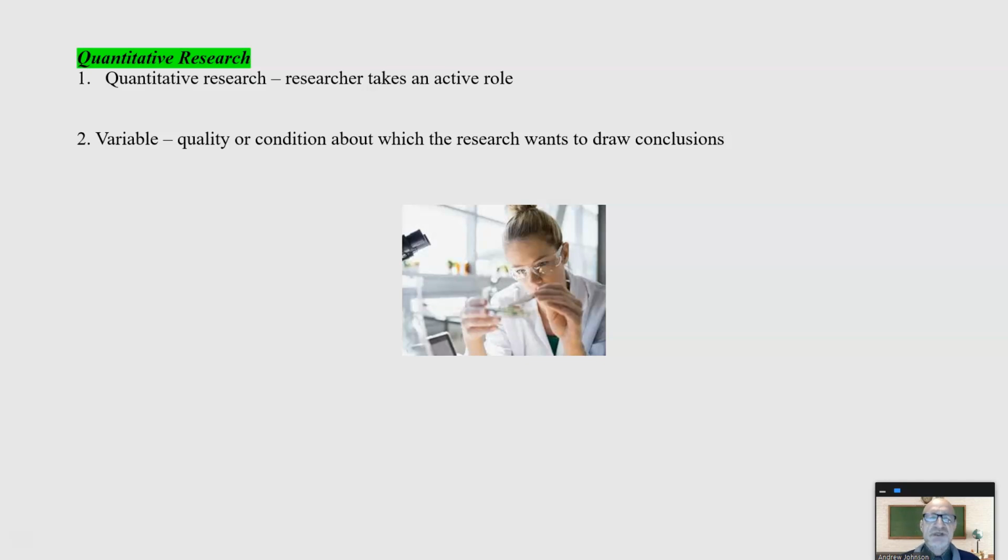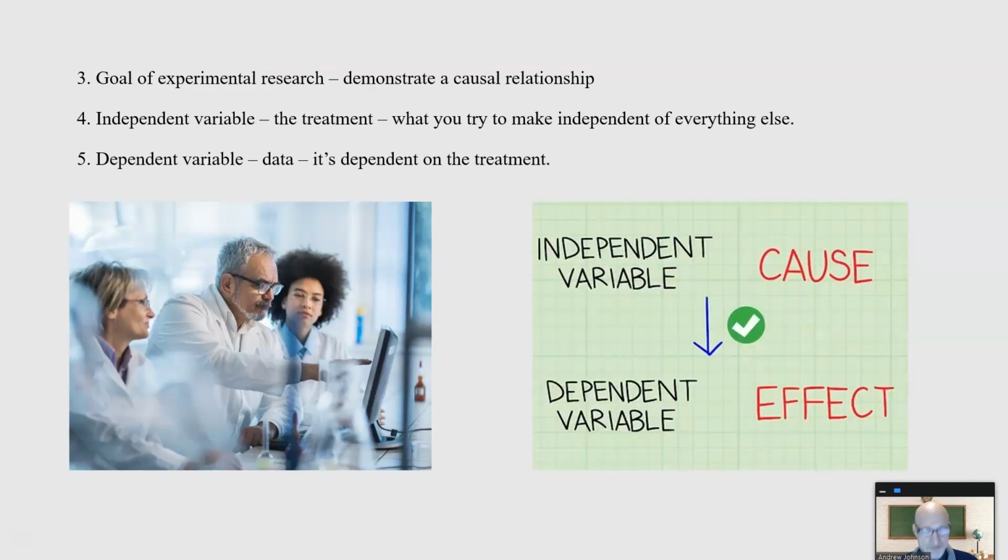In education, it's often which approach is better, or what are the effects of this approach. The goal of experimental research is to demonstrate a causal relationship between this and that, between an approach or treatment and a variable. So the researcher isolates all the variables except one so they can make this causal relationship.